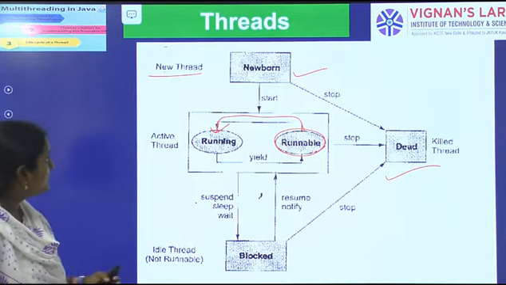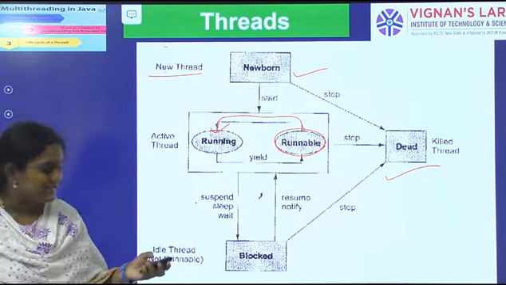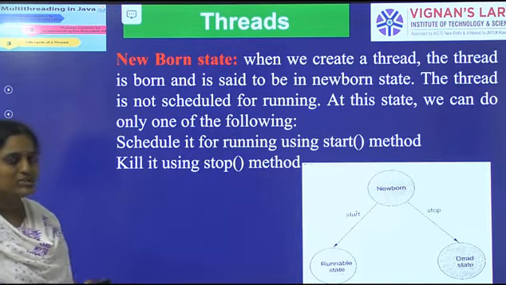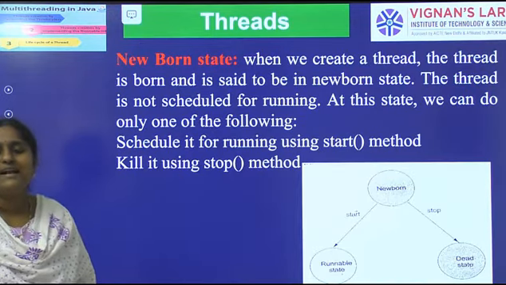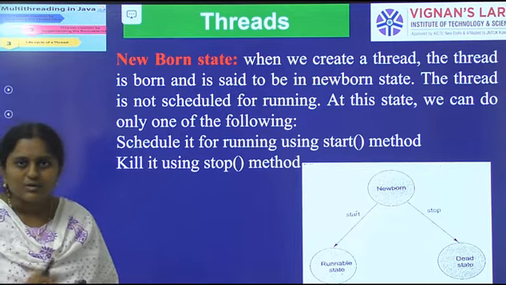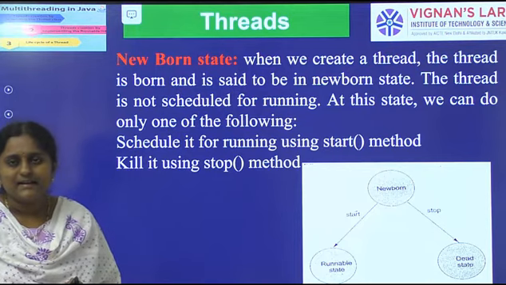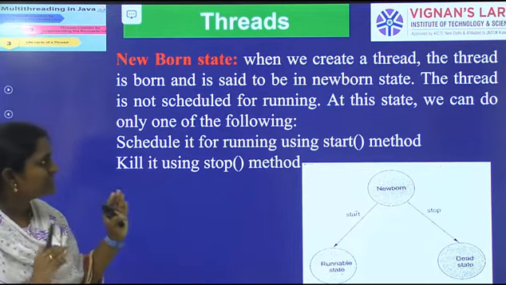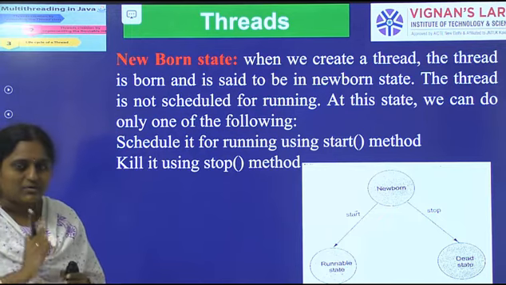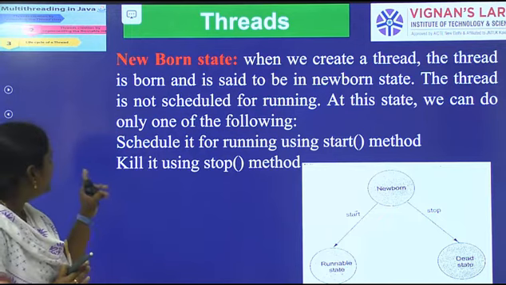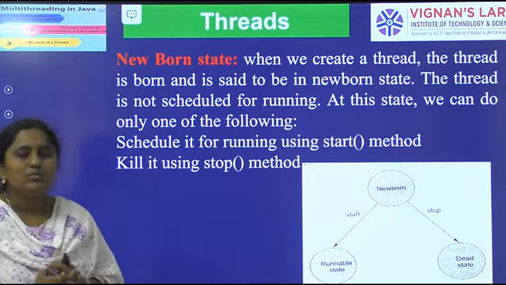I will briefly explain these states. Let us see the first one, newborn state. Newborn state means a thread has been created, just when we create a thread. When we create a thread, the thread is born and it is said to be in the newborn state.